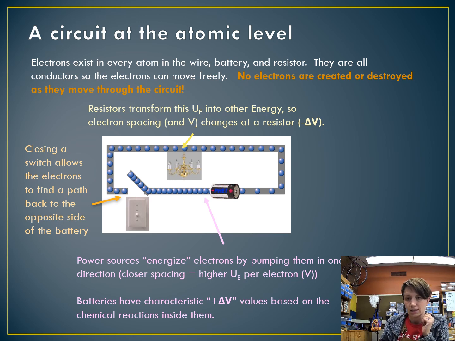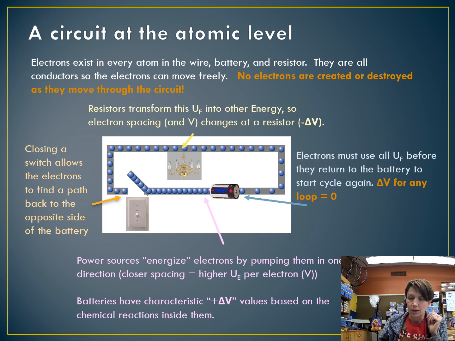Another way to look at that is a negative delta V. So the batteries added voltage or added energy to the electrons. When they go through the resistors, they are going to be losing some of that voltage or transforming it into other types. A point about that: electrons have to use all of their electric energy before they return to the battery to start the cycle again.